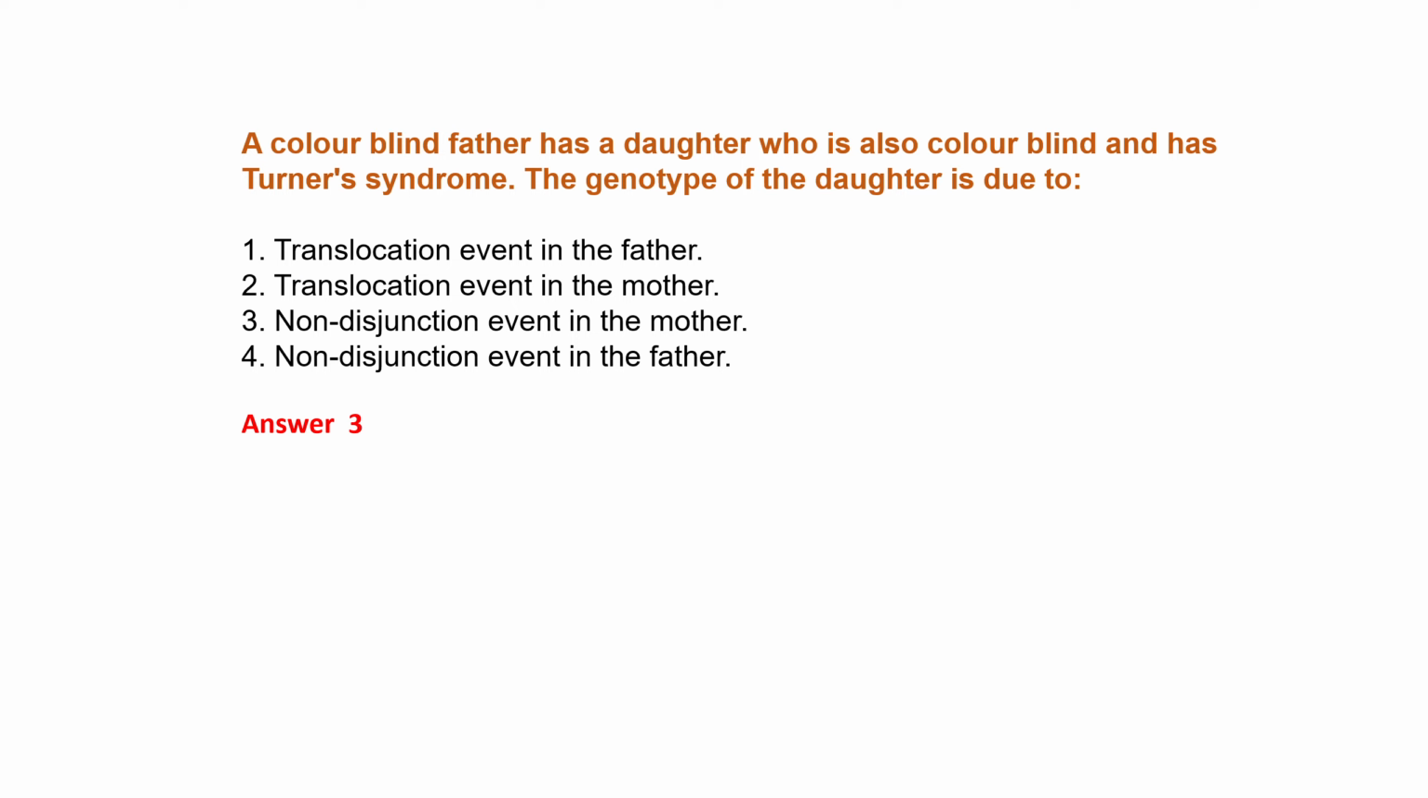Next. A colorblind father has a daughter who is also colorblind and has Turner syndrome. The genotype of the daughter is due to: translocation event in father, translocation event in mother, non-disjunction event in mother, non-disjunction event in father. So the right answer will be option 3, non-disjunction event in mother.